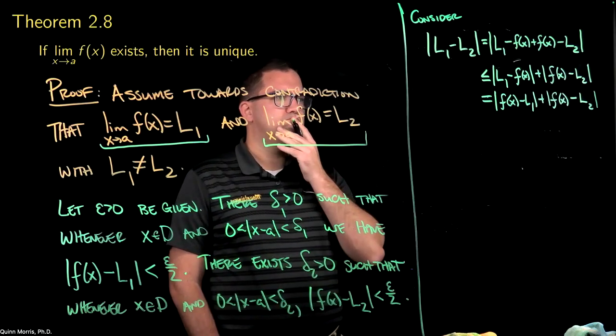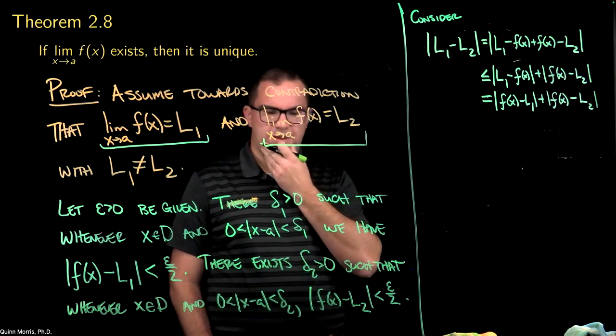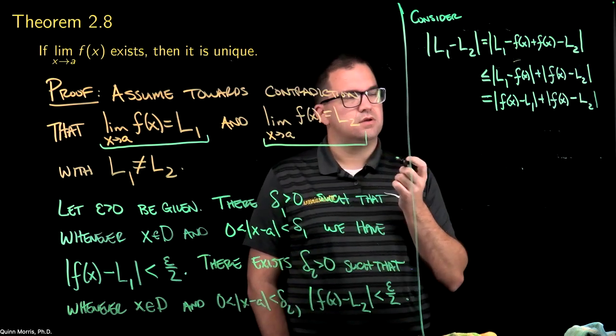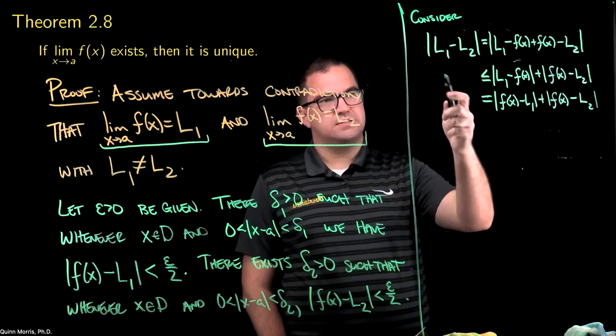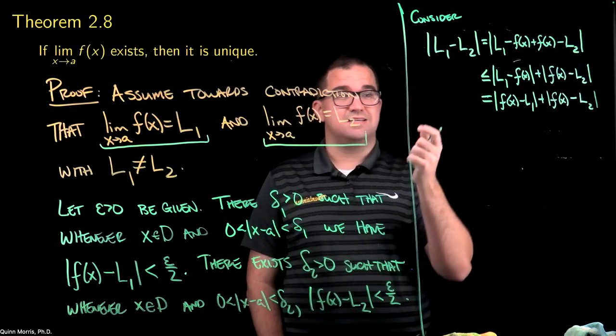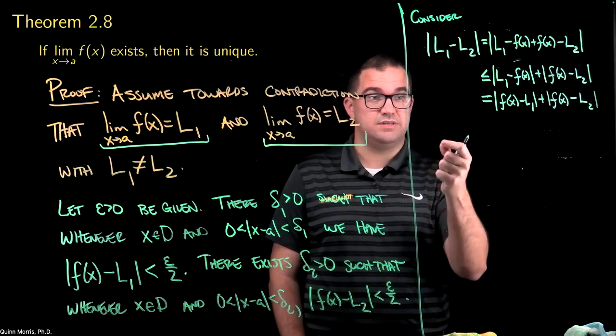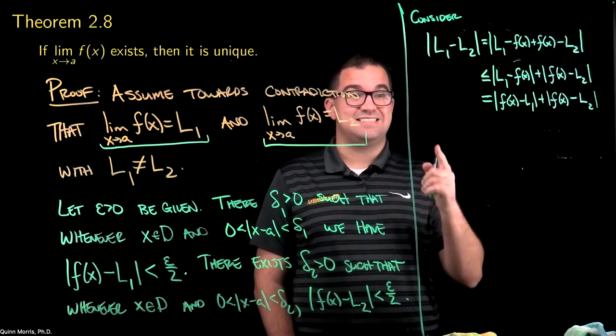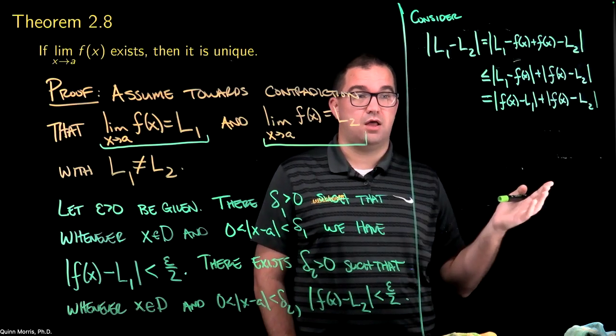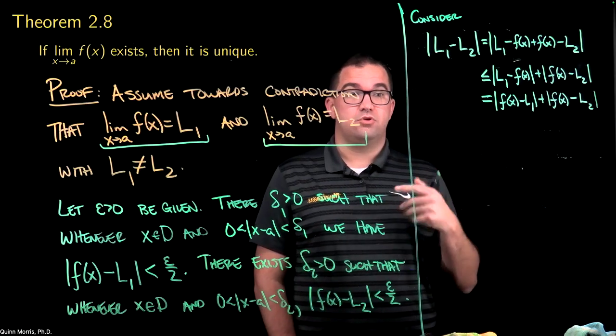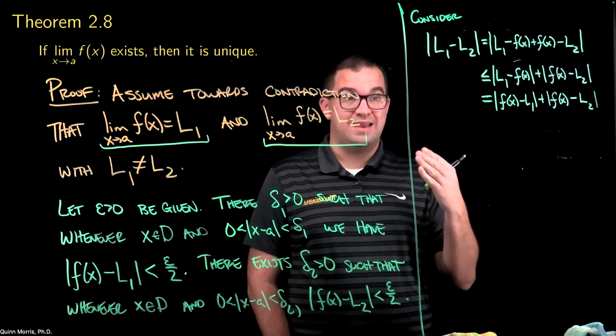So how would I go about this? Well, instead of showing something is strictly equal to zero, this is the other great analysis trick: show that it's less than epsilon for every epsilon greater than zero.